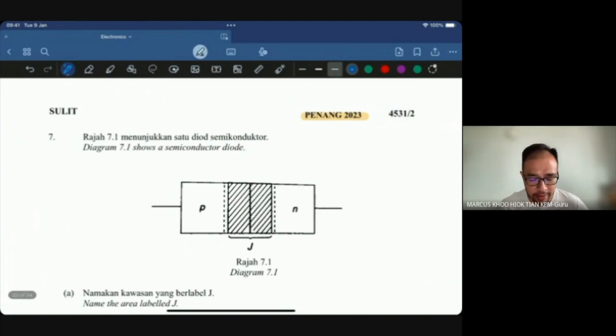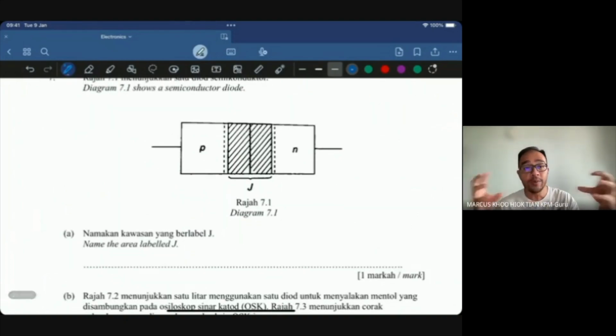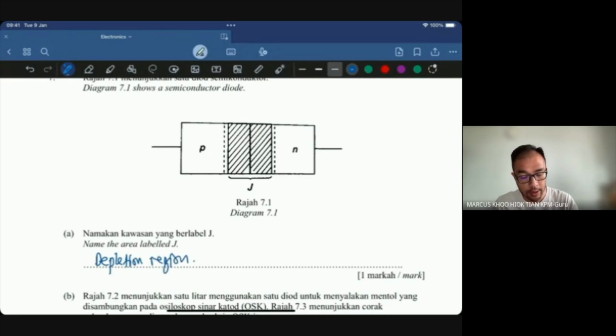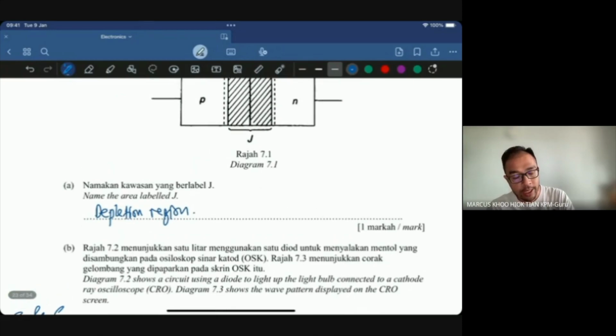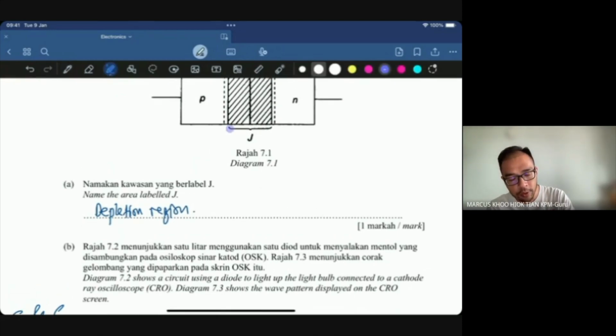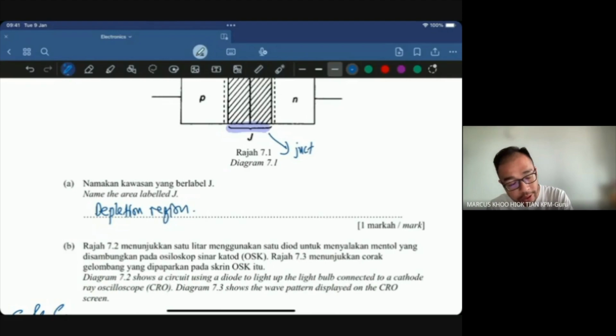Okay, semiconductor diode, name the area labeled J. This area, when you have the P and N together and there's nothing in between, is called the depletion region. Just as a side note, the voltage that you require to close up the depletion region is called the junction voltage. This is just extra information.